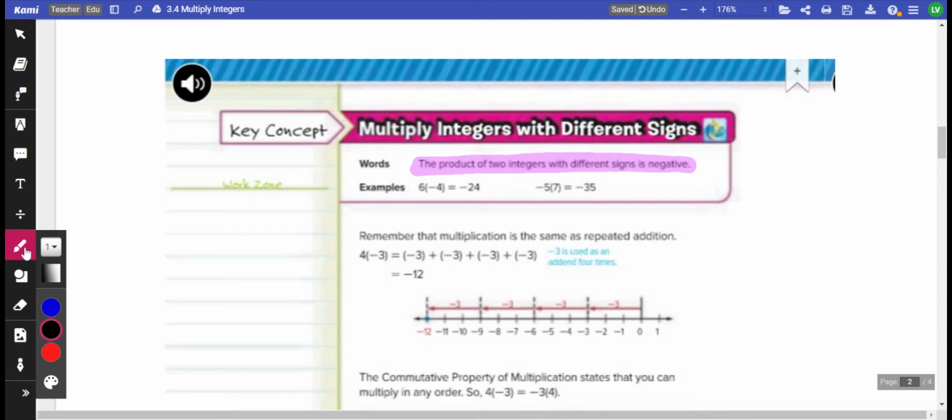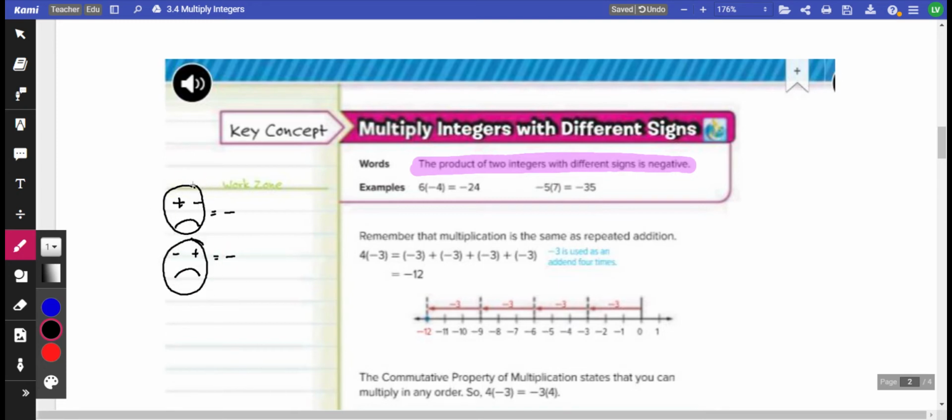So I've referred to this before as the sleepwalkers. So if you have a positive times a negative, that's not a good thing. You're sleepwalking, so that is a negative. Or you have a negative times a positive, you're still half awake, half asleep. You're sleepwalking, so that is a negative thing.